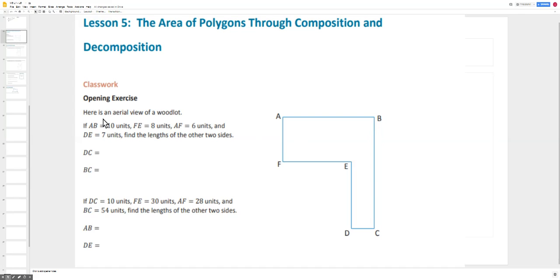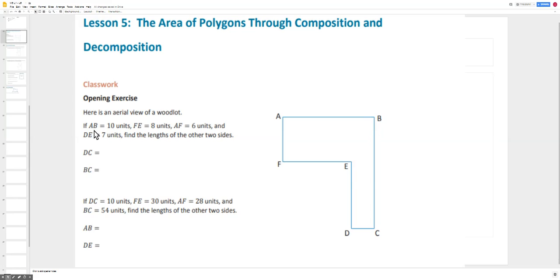It says the opening exercise. Here is an aerial view of a woodlot. Sorry, it was a little smaller than I could see. We're not going to find the area of this yet. We're going to talk about how we break this up with the different measurements. So we look at what they give us.